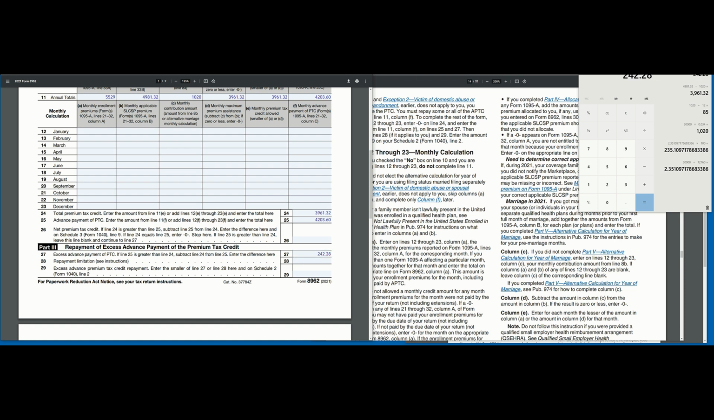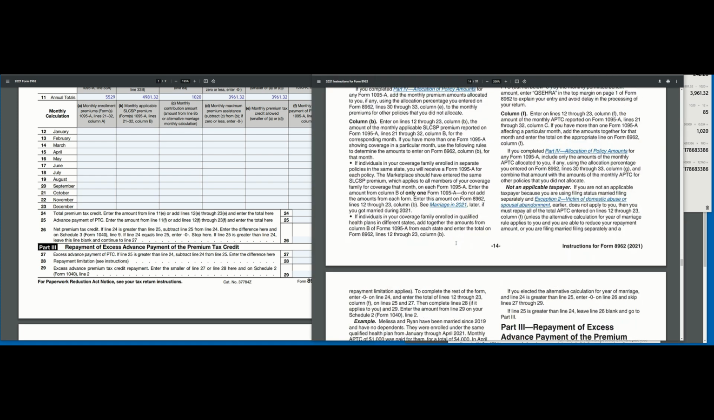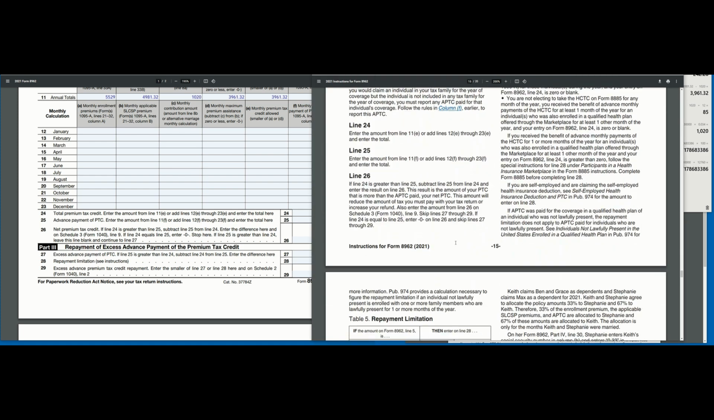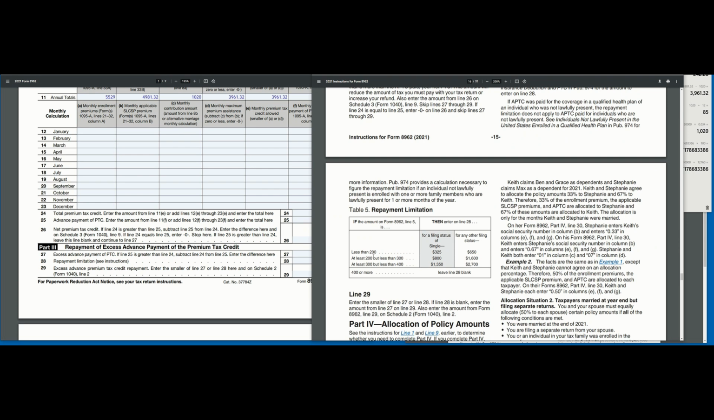Now, line 28, there are repayment limitations. So if you have a certain FPL, then there's a limit to how much you could have to pay back. In this case, if we look at the chart on the instructions, it has the amount for people who have an FPL that's at least 200%, but less than 300%, where the maximum amount is going to be $800 for a single person.